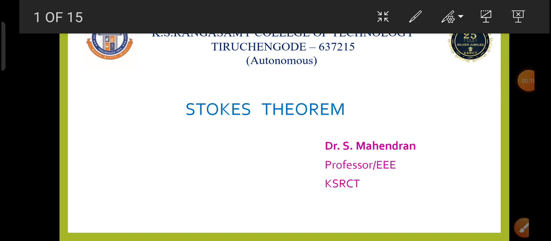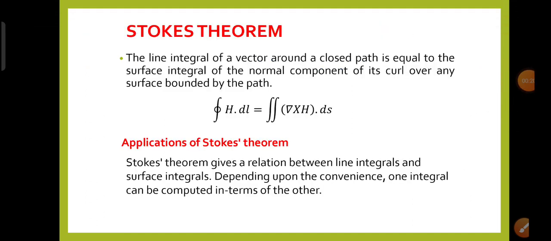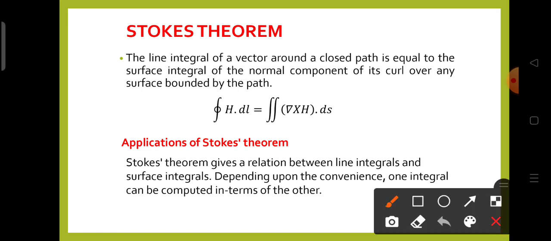Let us move to the topic. The statement of the Stokes theorem is: the line integral of a vector around a closed path is equal to the surface integral of the normal component of its curl over any surface bounded by the path. You can see the equation.